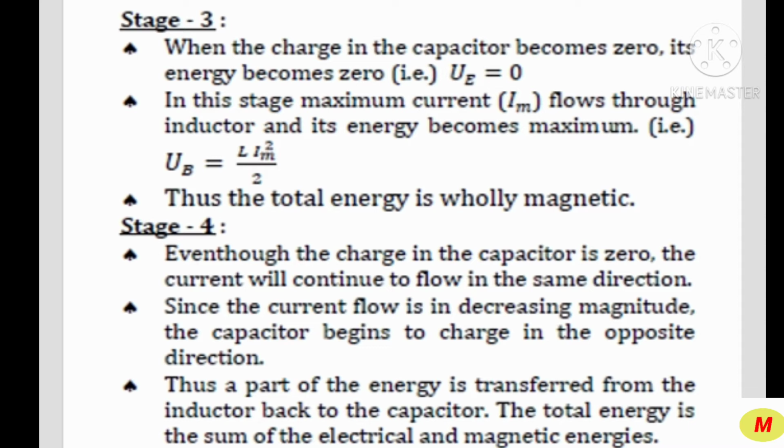Next one, stage 4. Even though the charge in the capacitor is 0, the current will continue to flow in the same direction. Since the current is decreasing in magnitude, the capacitor begins to charge in the opposite direction. Thus, a part of the energy is transferred from the inductor back to the capacitor. The total energy is the sum of the electrical and magnetic energies.